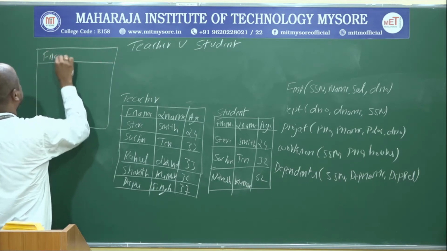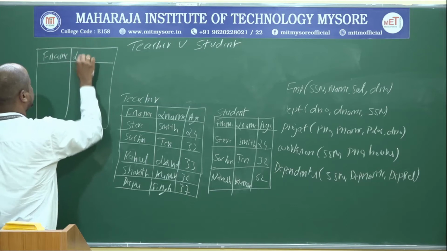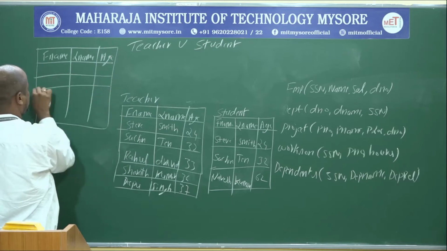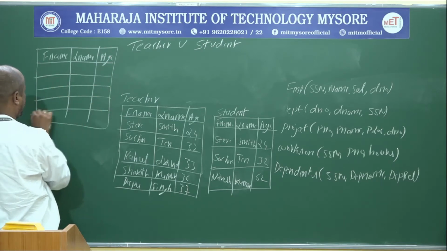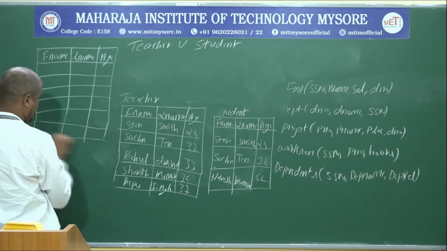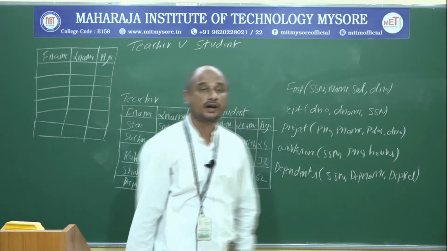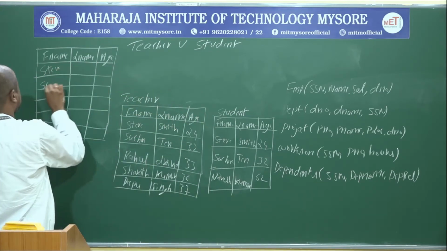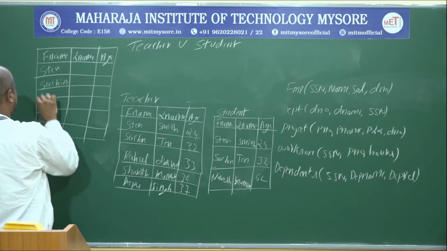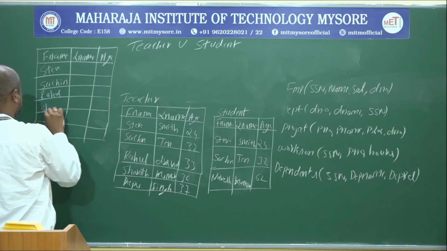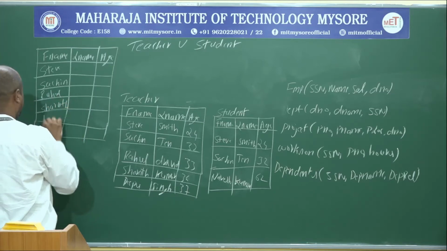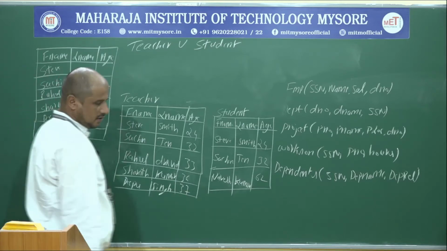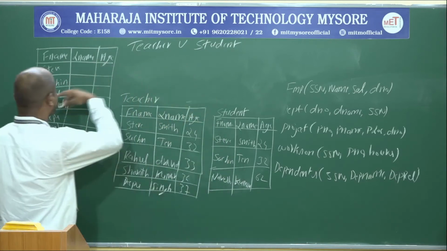So I'll write it here: first name, last name and age, with tuples 1, 2, 3, 4, 5 and 6. And 6 will be written. So as I told, it's Steve, Sachin, Rahul, Sharath, Deepu, and Naresh. All these tuples will be retrieved as specified.